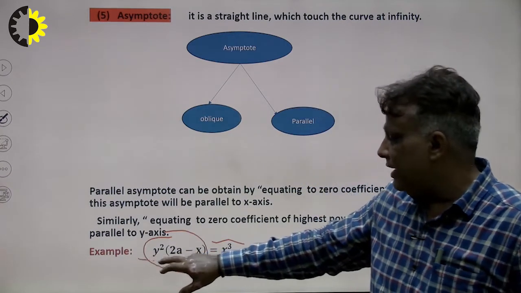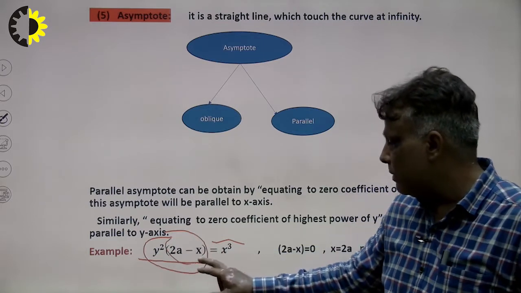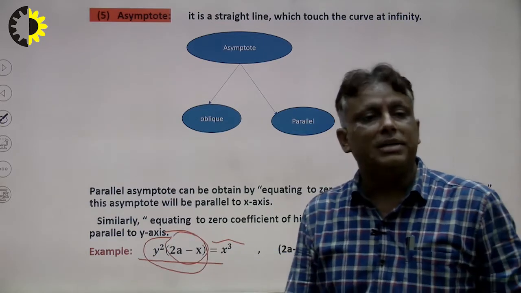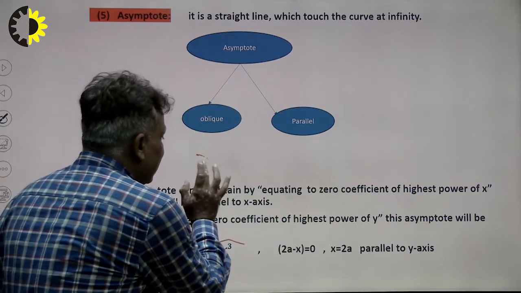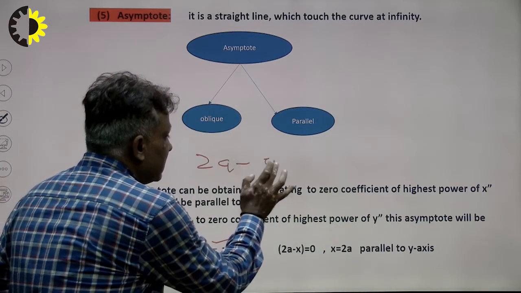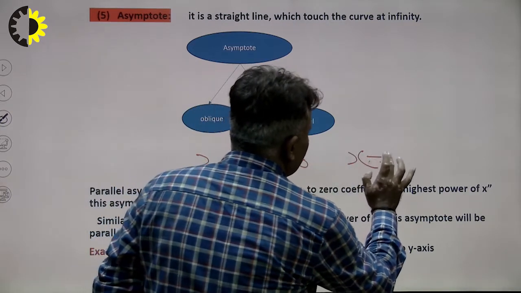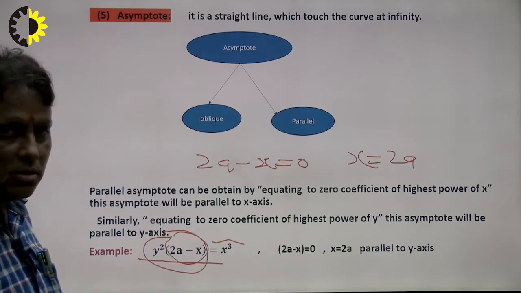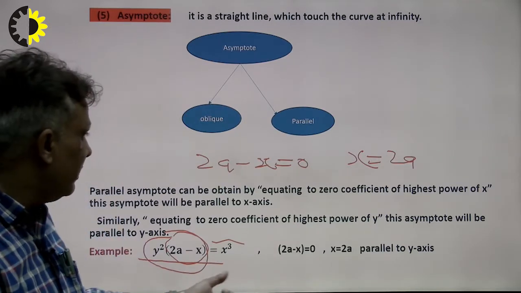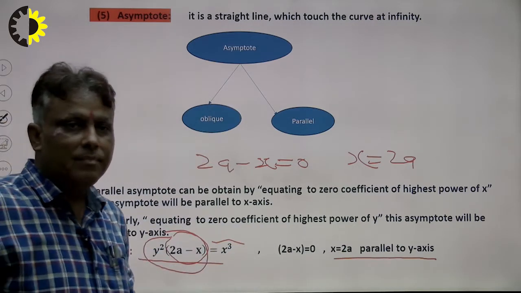The highest power of y is 2 and its coefficient is 2a minus x. So how do we calculate the asymptote of this curve? The asymptote will be 2a minus x equal to 0. That means x is equal to 2a. So the boundary of this curve will be x is equal to 2a. It will be parallel to the y-axis, because the power coefficient is of y, right?